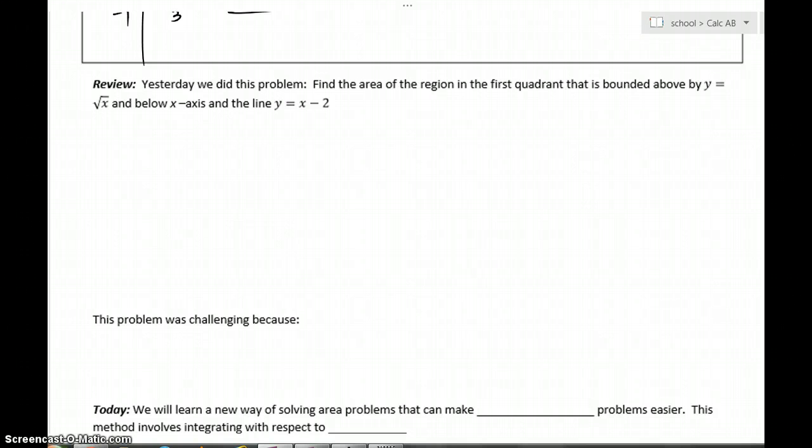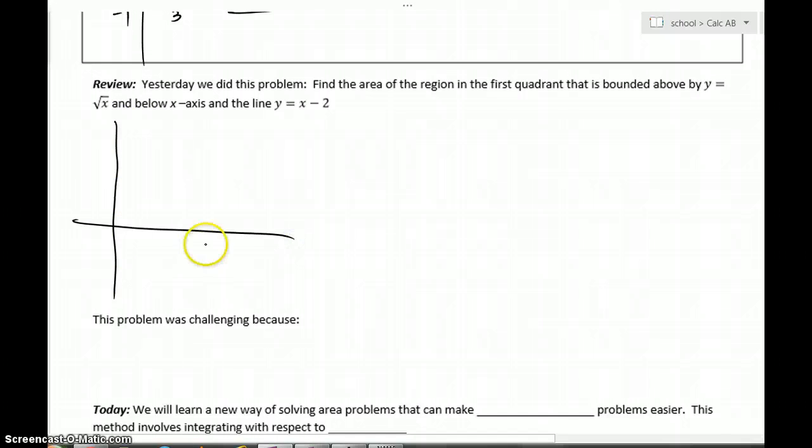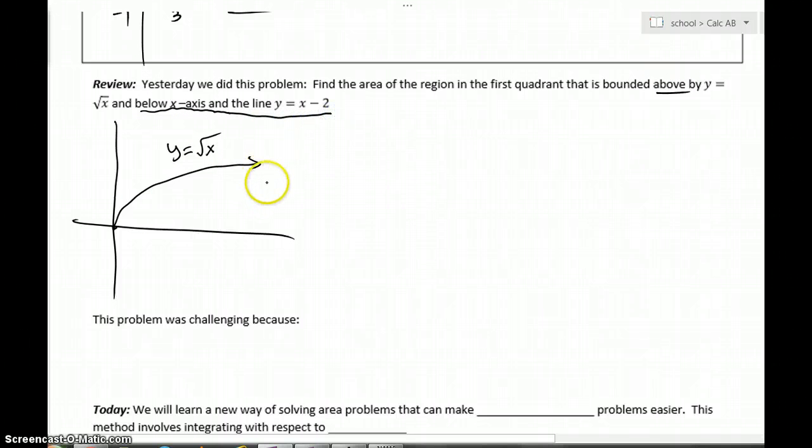Actually, we had problems kind of like this on our homework. Find the area of the region in the first quadrant. So we're only here in the first quadrant. Bounded above by y equals square root of x. That's actually half of a sideways parabola. So above, we have this boundary. Below, it says we have the x-axis and the line y equals x minus 2.